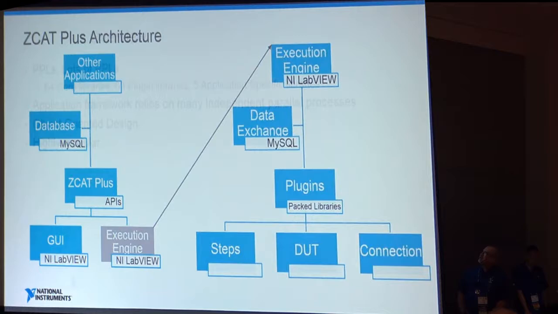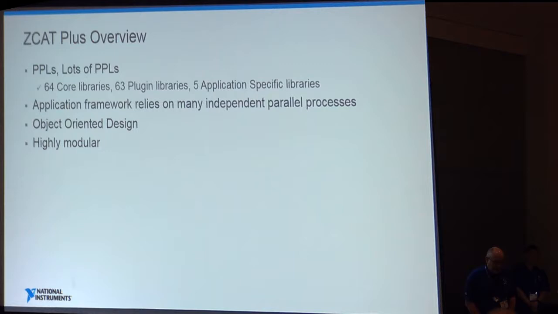One of the things is that we did make extensive use of PPLs. The slide is wrong because we already added a couple this week. We've got 64 core libraries that make up our overall system. There are about 63 plugins, and then is it application or plugins that you added? Core libraries. Core libraries, okay, so now we've got a higher number of core libraries. And then we have some application-specific PPLs. If you have any questions on PPLs, we've gone through a lot of pain of using them, so feel free to ask. The application framework relies on lots of independent processes, and it's almost entirely object-oriented and highly modular, and hence the 64 reusable libraries.